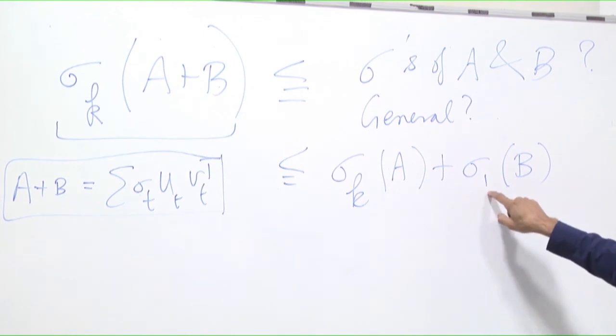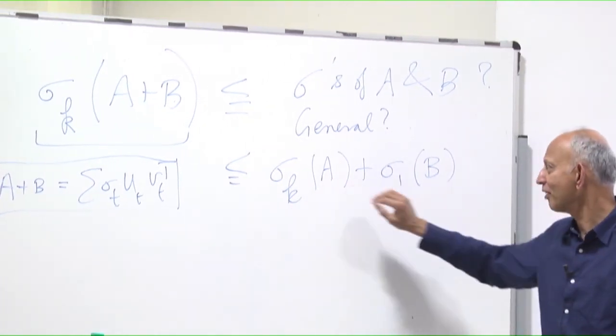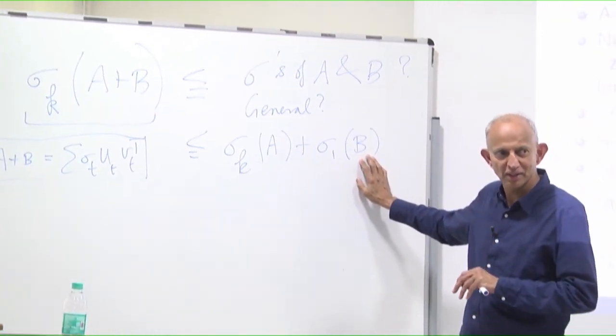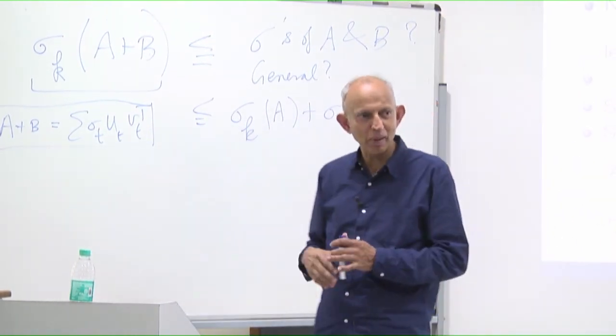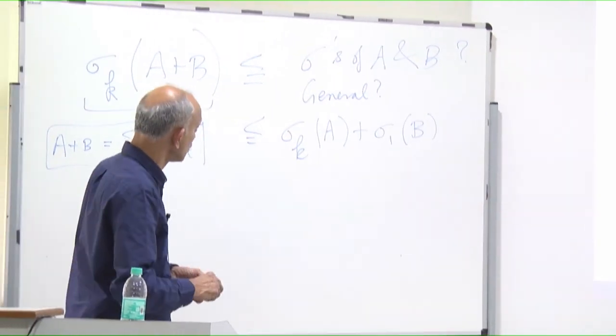I do pay for, this could be very high. It would have been nice if I could say sigma k of A plus sigma k of B. It's not true in general. So this is all I can say, right? Maybe I won't actually prove this.